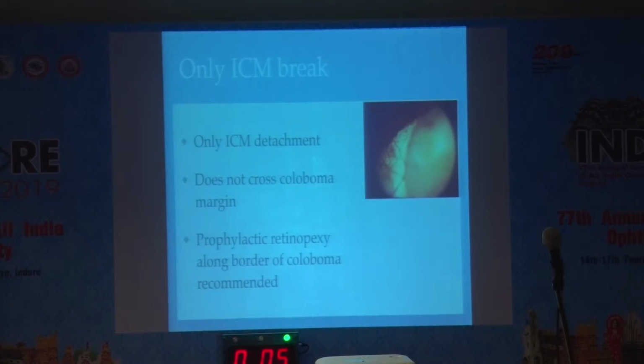If you have only an intercalary membrane break, which is often seen in the fellow eye when they come with loss of vision in one eye, what you find is only an intercalary membrane detachment. It doesn't spill over to the normal retina, and hence the visual acuity is still not affected. Now these are the eyes which are potentially at risk for spilling over and causing loss of vision, and hence are good indication for prophylactic retinopexy along the border of the coloboma, very strongly recommended.